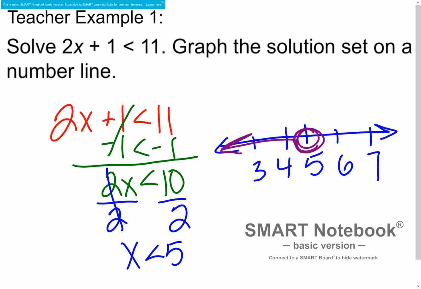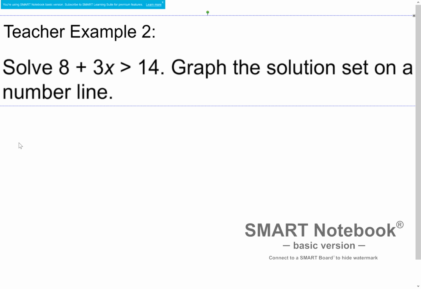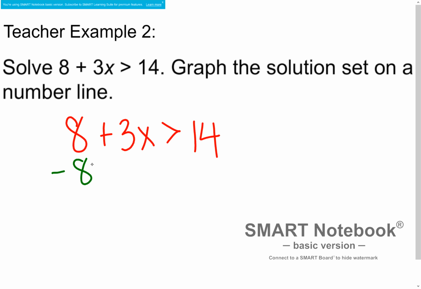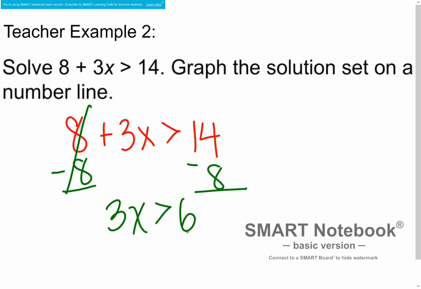Okay, here's teacher example number 2. Solve 8 plus 3x is greater than 14. So our first step is to undo the addition and subtraction of the constant, which is the number. So here, 8 is the number. So how do we get rid of this plus 8? We would subtract 8 on both sides. So 8 minus 8 makes 0. So I'm left with 3x is greater than 6.